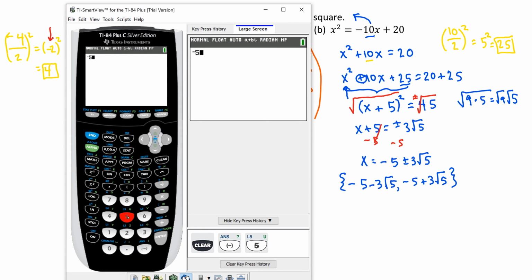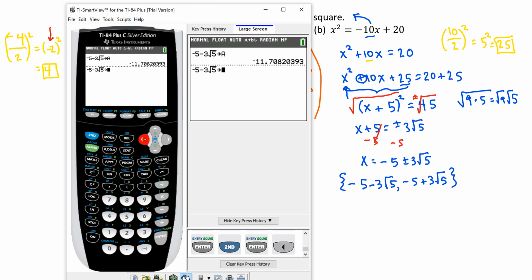So first I'm going to enter negative 5 minus 3 square root of 5. I'm going to use my right arrow key to get out of that radical, and I'm going to store it under letter A. Okay, now while I'm here, I'm going to do a shortcut. I'm going to type second, enter, and that recalls what I just typed in, and then I'm just going to edit a little bit. I'm going to change the minus to a plus, and I'm going to change the A to alpha B. So I have both of my two answers stored, one under A and one under B.